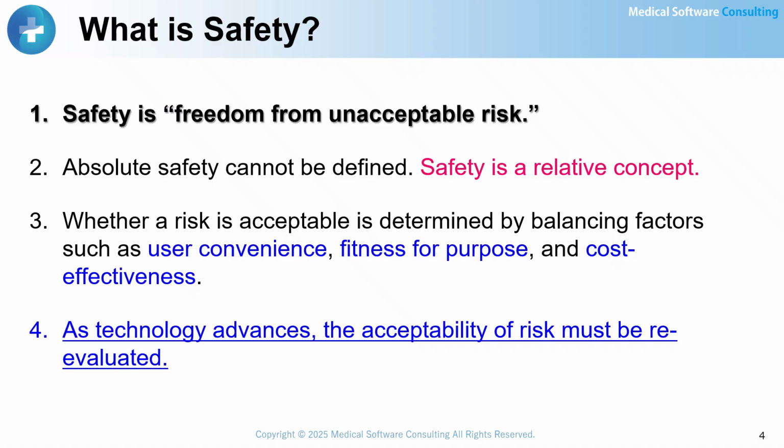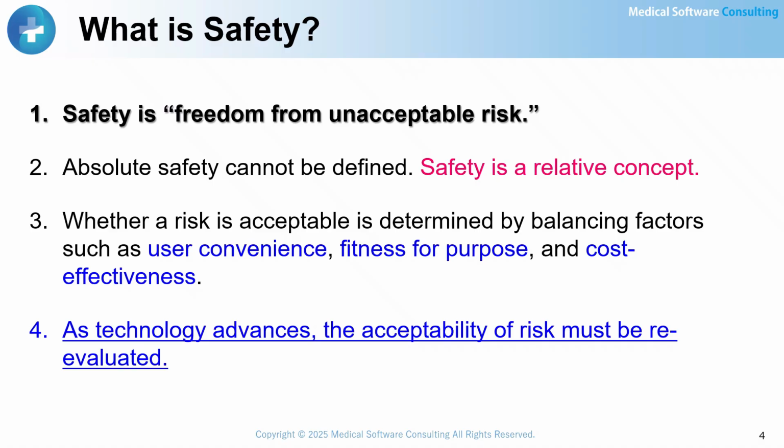Let's summarize the key points about safety. First, safety means that unacceptable risks do not exist. Second, absolute safety cannot be defined. Safety is always a relative concept. Third, whether a risk is acceptable depends on a balance of factors, such as user convenience, fitness for purpose, and cost-effectiveness. Fourth, as technology advances, the acceptability of risks must be re-evaluated.